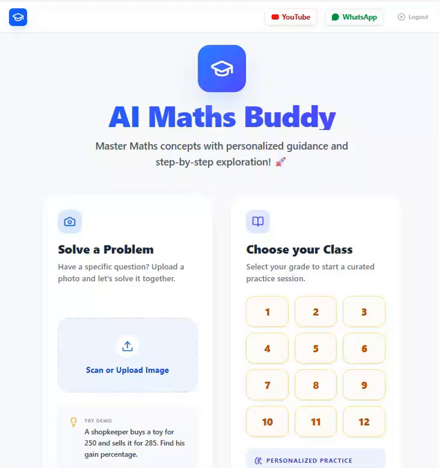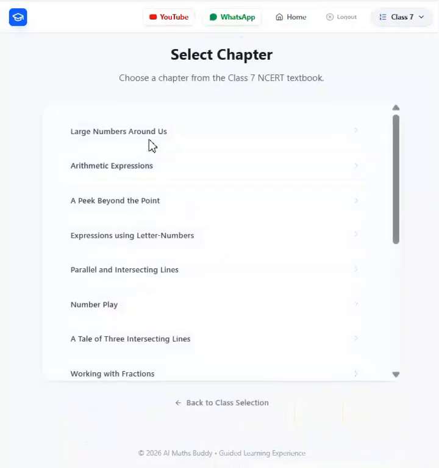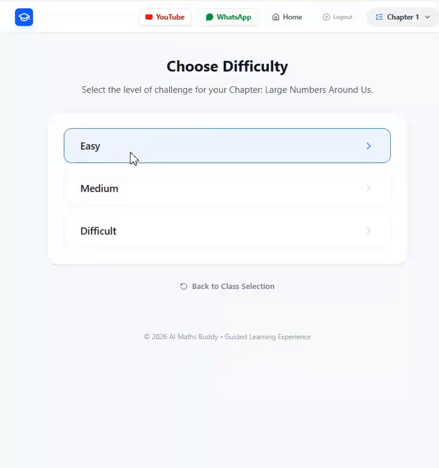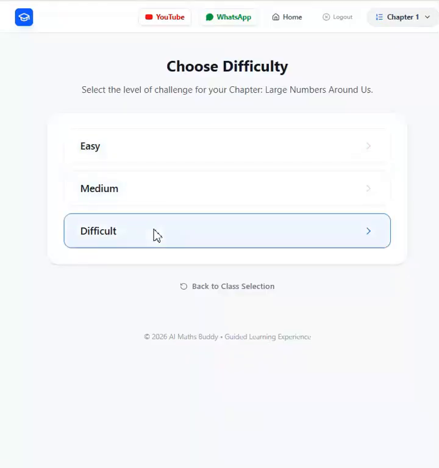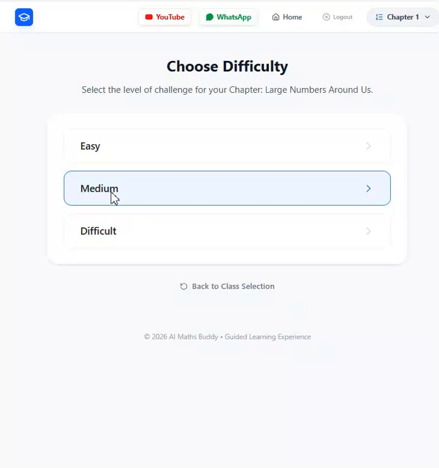So you are in class 7 and you are doing the first chapter. One way to use this website is to just upload an image. But let's say you choose class 7, and you're doing the first chapter because the session has just started. So you choose Large Numbers Around Us. If you've just started the chapter, you can choose the easy level of questions. If you are very thorough and understand this chapter very well, you can choose the difficult level. But here, let's choose the medium level of difficulty.